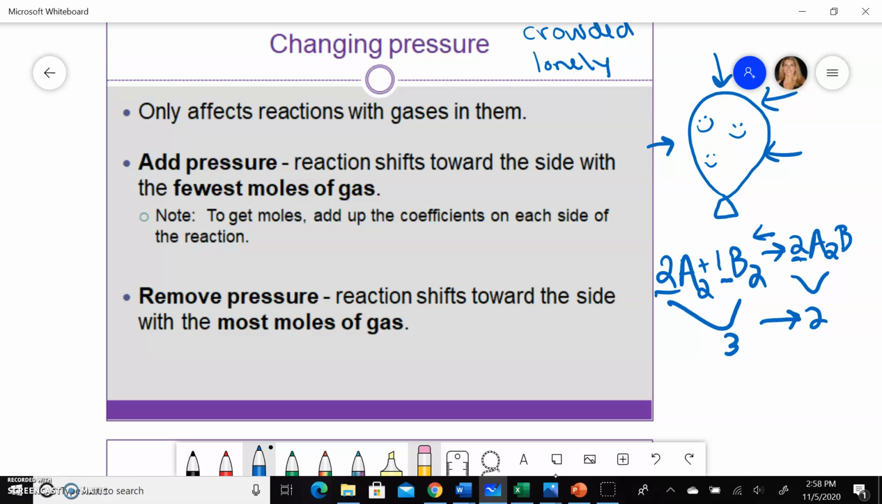If you're removing pressure, so now the balloon is getting really, really big, now those particles are feeling lonely. They can't even see their friends all the way across that big balloon. And so they want to go towards the side with more moles so that they're not as lonely. So again, if they're feeling crowded, make it go towards the side with fewer moles. If it gets bigger, make it go towards the side with more moles.